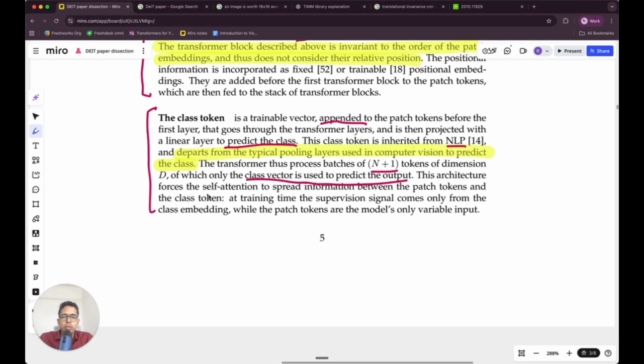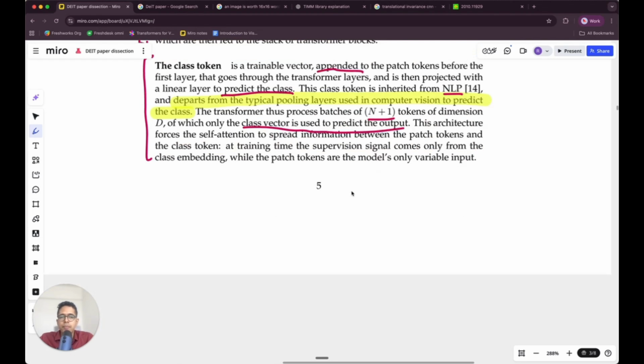This architecture forces the self-attention to spread information between patch tokens and the class token. So the multi-head self-attention architecture forces the self-attention to spread whatever information is there in the patch tokens and class token. Although in the architecture that they use here, the patch tokens go from 1 to n, and the class token is at the 0th position. So although the last nth token and the 0th token are far apart, you can have mixing of information between those two because the attention mechanism allows for long range dependency.